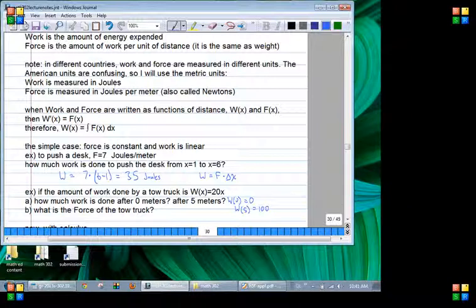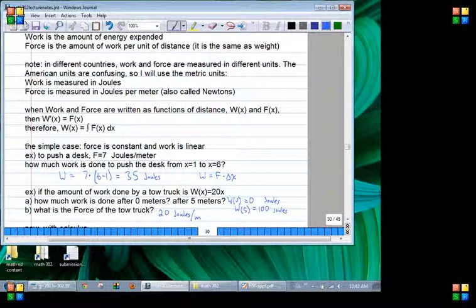What are we measuring? Work. So this is joules. Joules and joules. Now, what is the force of the tow truck? Take the derivative of it. 20 joules per meter, or newtons.